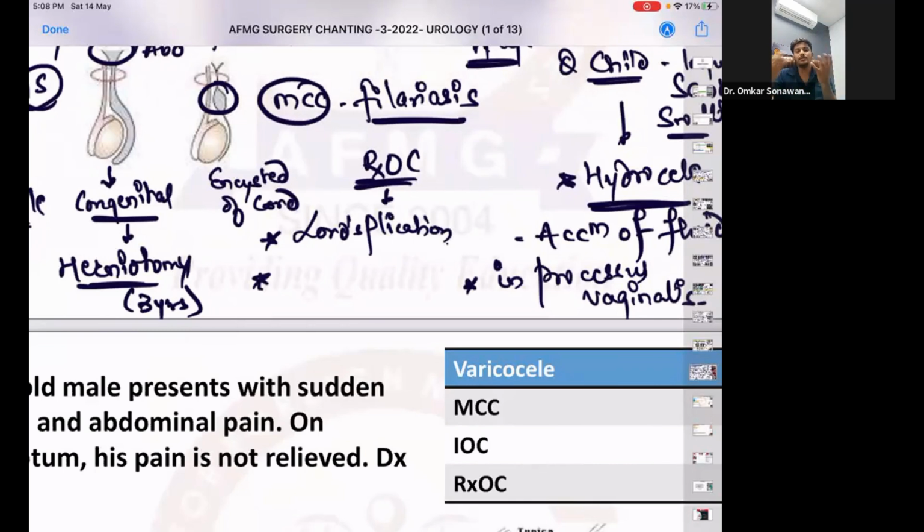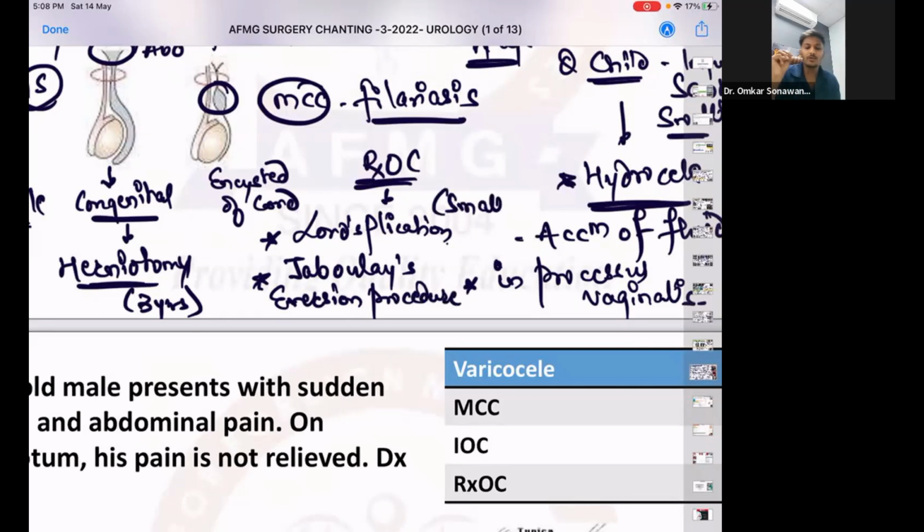If it is a large hydrocele, we need to do an eversion of the sac, and that is called the Jaboulet's eversion procedure. So please remember, if it is a small hydrocele, Lord's plication. Whereas large hydrocele, Jaboulet's eversion procedure.